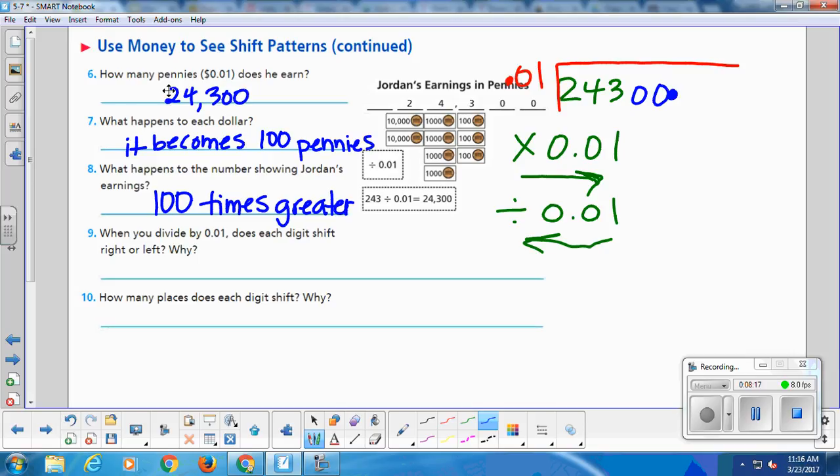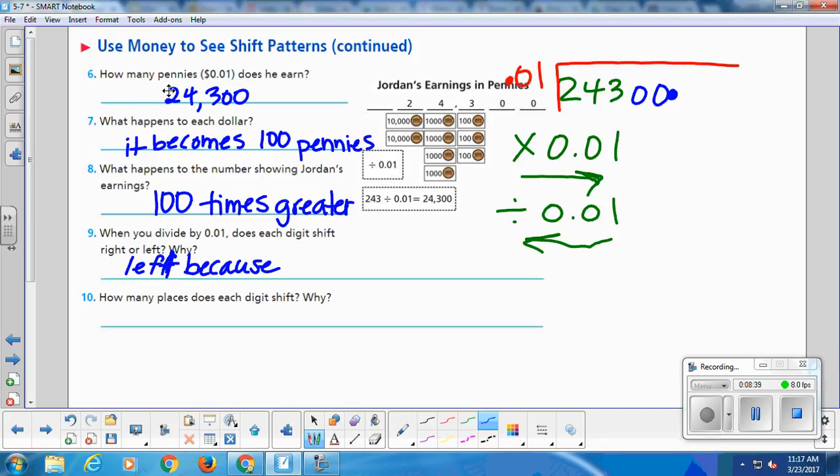So we said when you divide by 100th, each digit shift goes to the left, like Beyonce, because she always goes to the left, to the left. Yes, I know, it's all right. Left. You know what I mean.